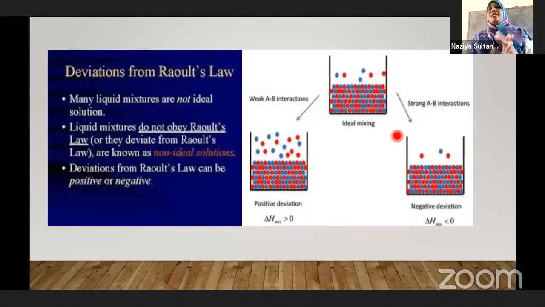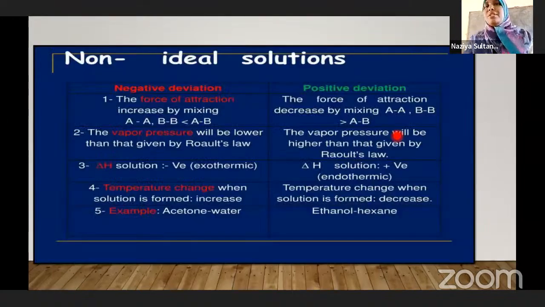We can see here, for the negative deviation solution, the vapor pressure expected would be lower. And delta H would be lesser, negative. And temperature change, again, energy is released, delta H is negative, and the temperature change when the solution is formed would increase.